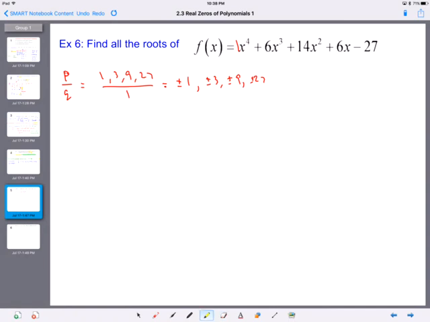Couple things. You have a degree of 4, so we're looking for 4 possible solutions. So when we go to do this, the graph might cross 4 times, but we also got to pay attention to complex roots. So we'll see what happens when we go to do this.